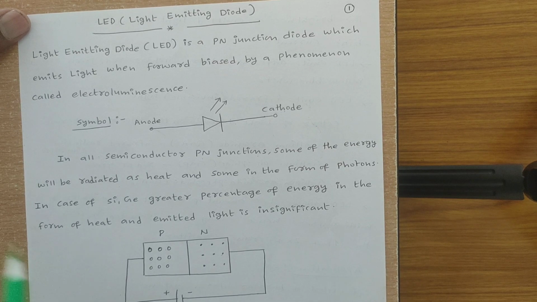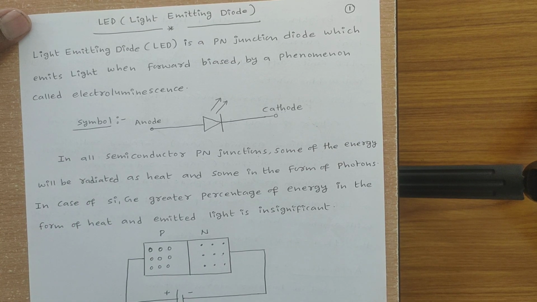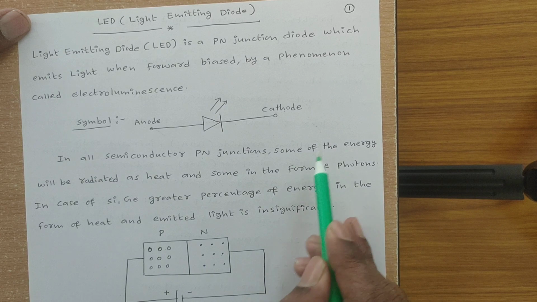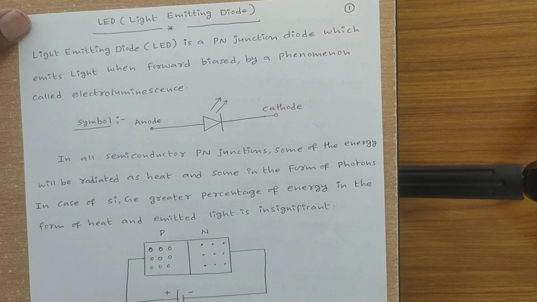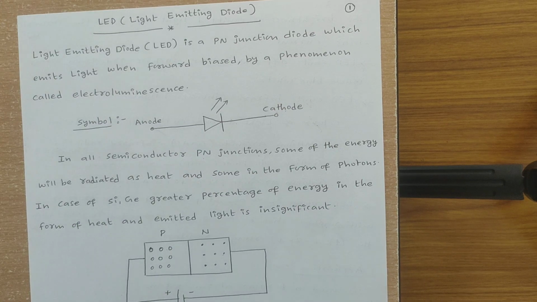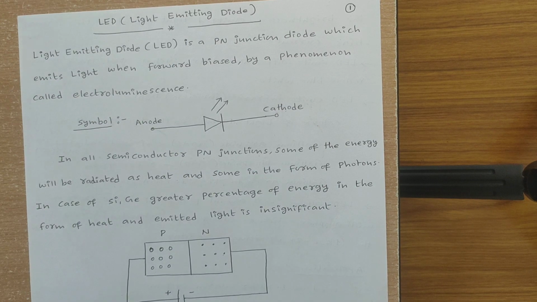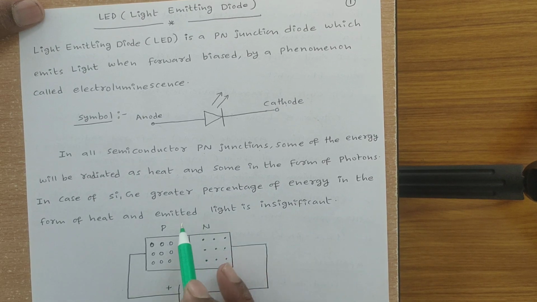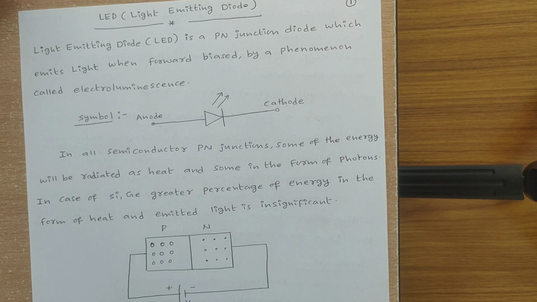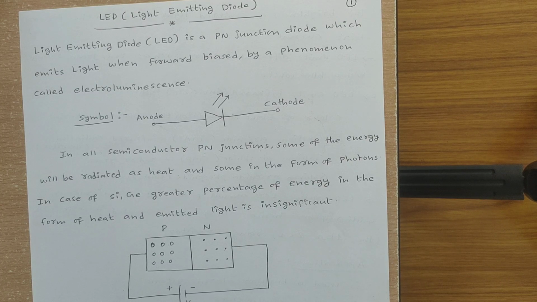Now see here, in the case of normal semiconductor PN junctions, some of the energy will be radiated as heat and some of the energy in the form of photon energy. Whereas in the case of silicon and germanium material, the percentage of energy in the form of heat is more when compared to photon energy. When photon energy is less, the emitted light is insignificant. That means it will not produce any visible light. That means the generated energy is in the form of heat only.